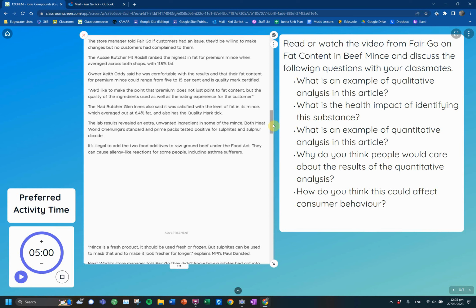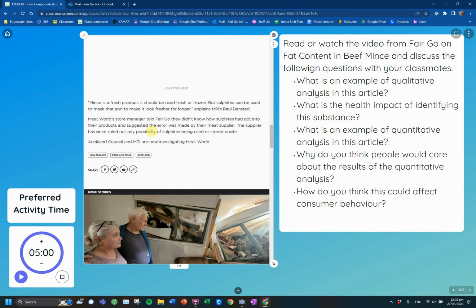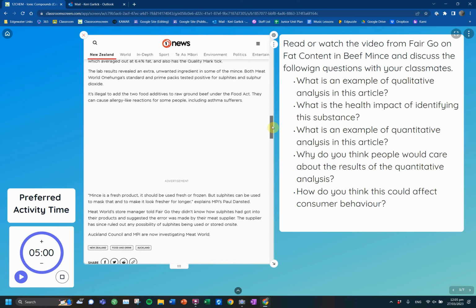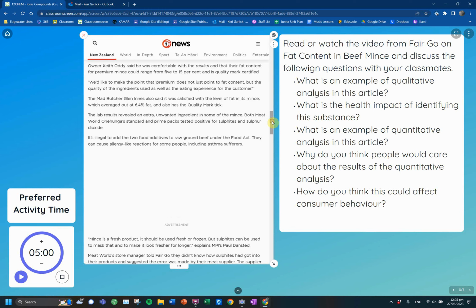So in that case, all we're worried about is a qualitative analysis. We're just saying, is it present or is it not present? If it's present, it definitely shouldn't be there because it's bad for us. So like I said, the health implications is that there could be an allergic reaction, in particular for those that have asthma, if we look further down in that article. Allergy-like reaction for some people, including asthma sufferers. And lots of people do suffer from asthma, so it's really concerning that that stuff is in there.